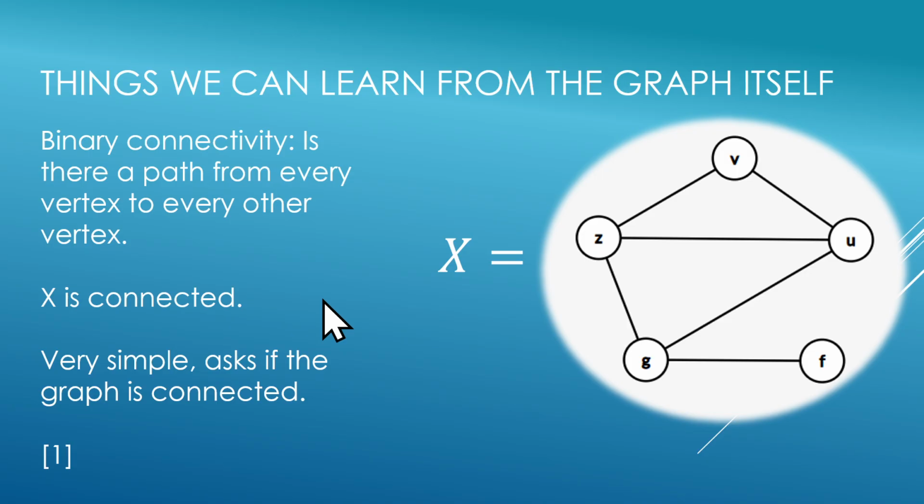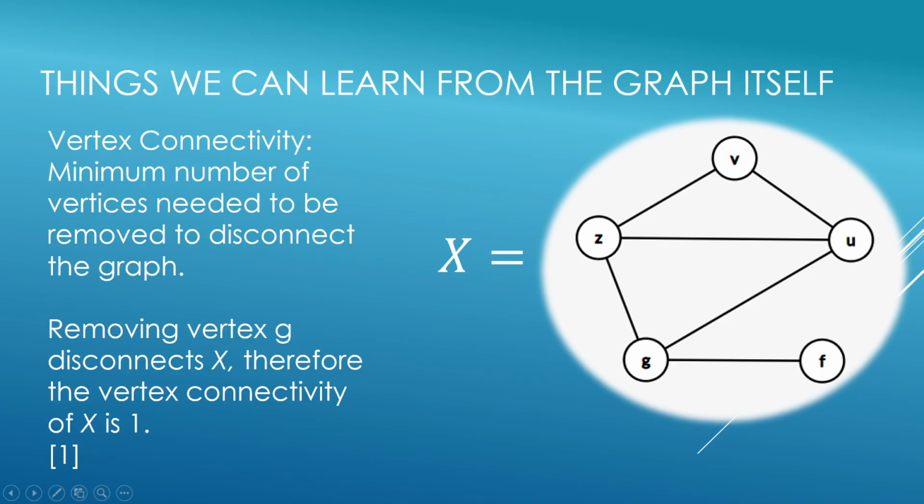Binary connectivity. This is a rather simple metric. It's just saying, is there a path from every vertex to every other vertex? If X is connected, there is. So this graph is connected: from any vertex on this graph, you could get to any other vertex.